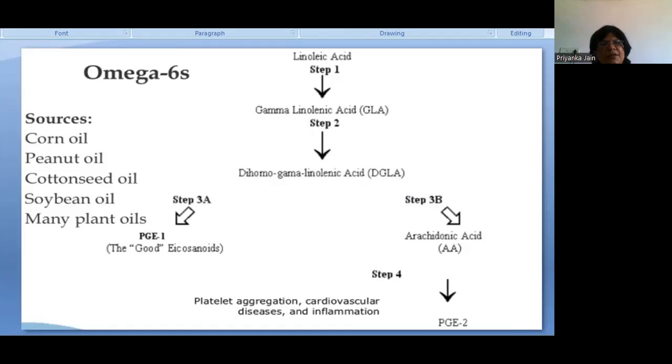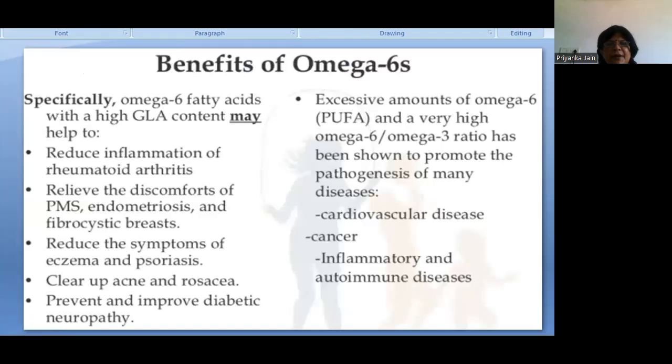Now, what are the sources of omega-6? Like corn oil, peanut oil, cottonseed oil, soybean oil, many plant oils. Benefits: especially omega-6 fatty acids, the high GLA content may help reduce inflammation of rheumatoid arthritis, relieve the discomfort of PMS, endometriosis, fibrocystic breast, reduce the symptoms of eczema and psoriasis, clear up acne, prevent neuropathy, and help in cardiovascular disease and cancer, also inflammatory.